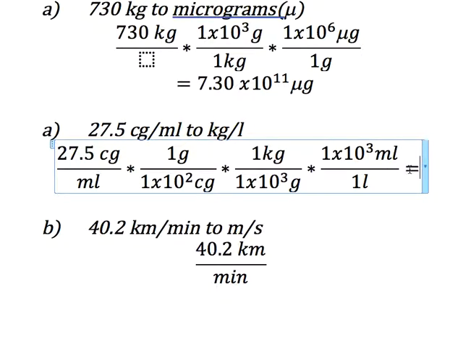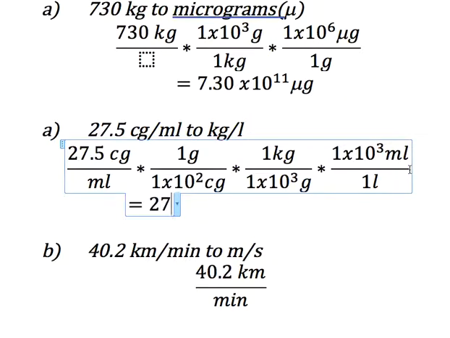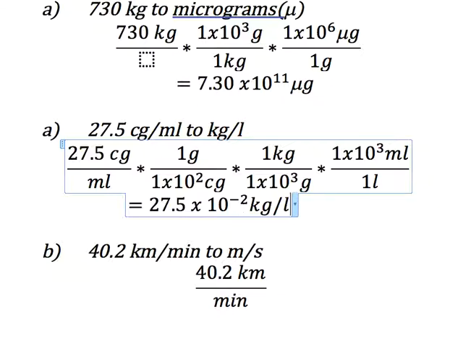So once I've got this all set up, I can do 27.5 times 10 to the, let's take a look. I've got an exponent of 3 on the top, and I've got a total of 5 on the bottom of my exponents. And since they're on the bottom, I'm going to subtract. So I have 3 minus 5, so this is to the -2nd. And I am in kilograms per liter.